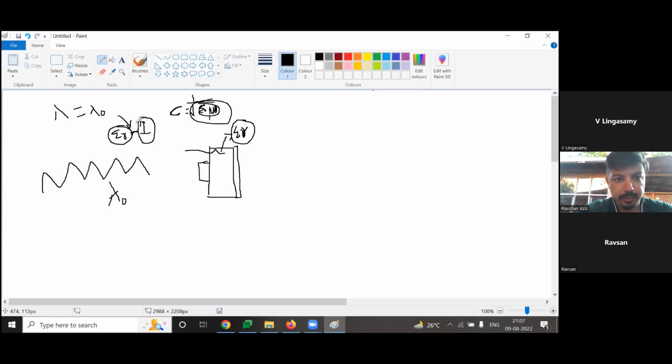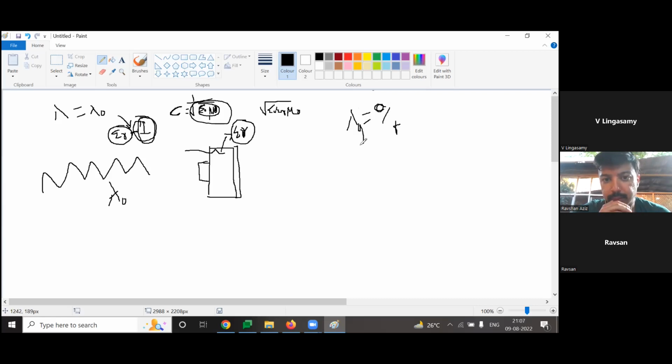Because the epsilon r value is 1. So the moment it enters the medium, what happens? The velocity gets changed, right? Epsilon naught, epsilon r, mu naught, correct? So the velocity is getting changed. Therefore, what is lambda? You have c by... yeah, okay. So the velocity is getting changed.